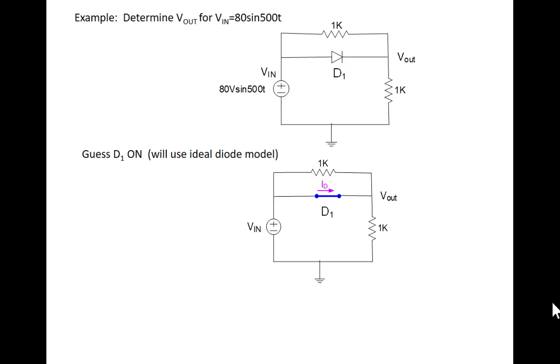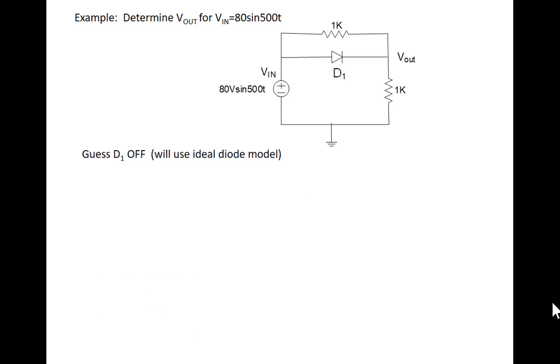Now what do we do? Guess the other state. There can be only two states, so we're going to get the rest of the solution when we guess the other state. We guess it's off. If we guess it's off, we have an open circuit there because we have an ideal model. The voltage from anode to cathode is from here to here. Now we have to solve it. What's the output in this case?